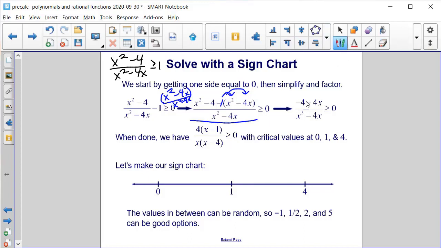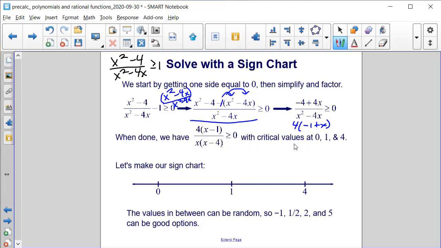We can also factor. If you notice the top, we have a common factor of 4. I can pull it out, and when I do that, I get 4 times negative 1 plus x. Using the commutative property, you can swap these two around and get x minus 1. And in the bottom, we can factor out an x, and you're left with x minus 4. So here is our factored form of our rational function, and it is greater than or equal to 0.